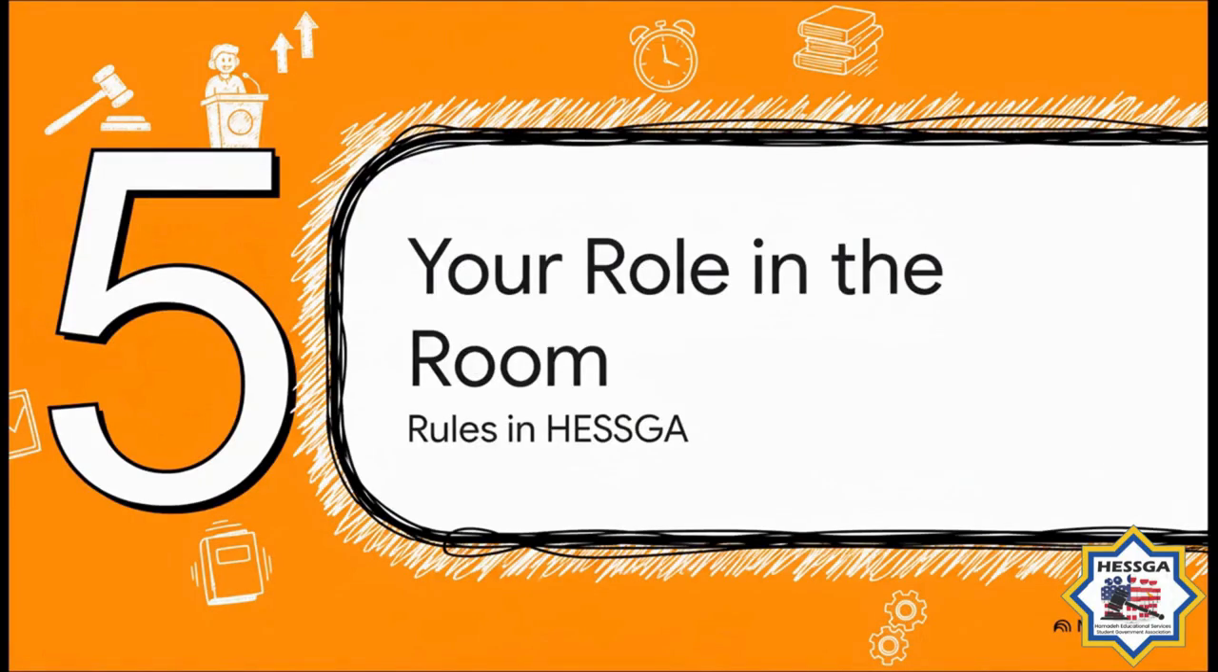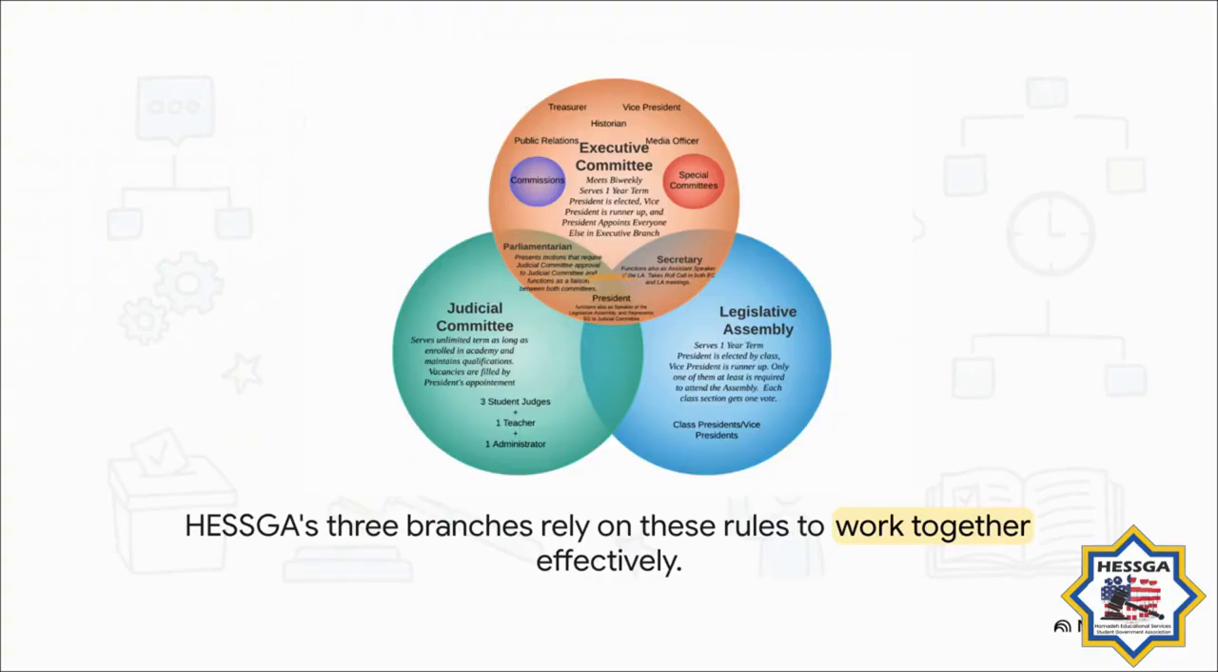All right, let's bring this all home. Section 5, your role in the room. How does all this procedural stuff apply specifically to the HESGA structure you're a part of? Just take a look at this. You've got your executive committee, your legislative assembly, and your judicial committee. Robert's rules are the system. They're the common language that allows all three of these branches to work together effectively and make decisions. You can think of it as the engine that makes your entire government structure actually run.